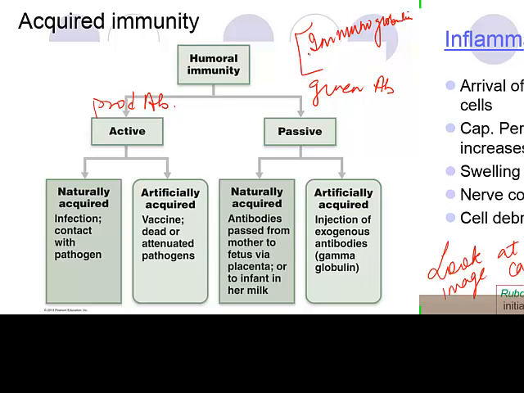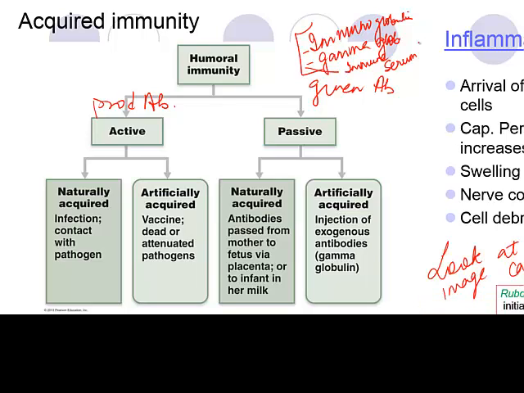And gamma globulin, or IgG, immunoglobulin, gamma globulin, or we often also say immune serum, because remember, serum is nothing but plasma which has some proteins removed, and where are antibodies present? In the plasma, right? So immune serum. So any of these three terms can be used for antibodies.